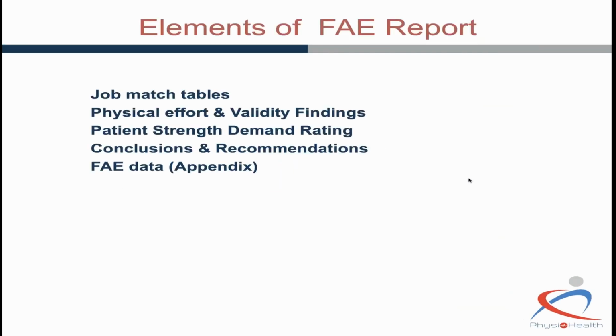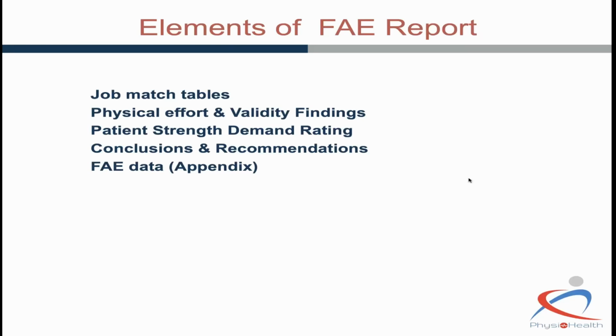So what are the elements of an FAE report? Things you should see in a proper FAE report are job match tables, and I'll show them. That's basically matching what the requirement of the job is versus their performance, and where there's a discrepancy, where they matched or weren't able to match that job demand. You should be looking for physical effort and validity findings, so coefficients of variation, some objective data with respect to their abilities.